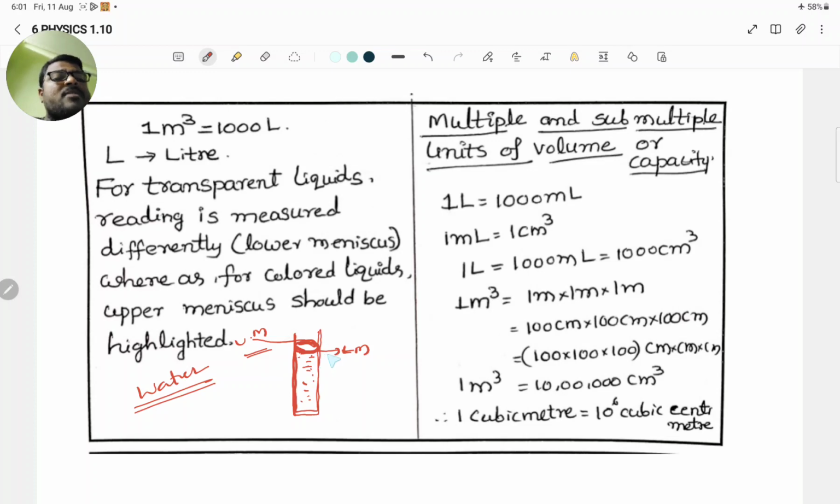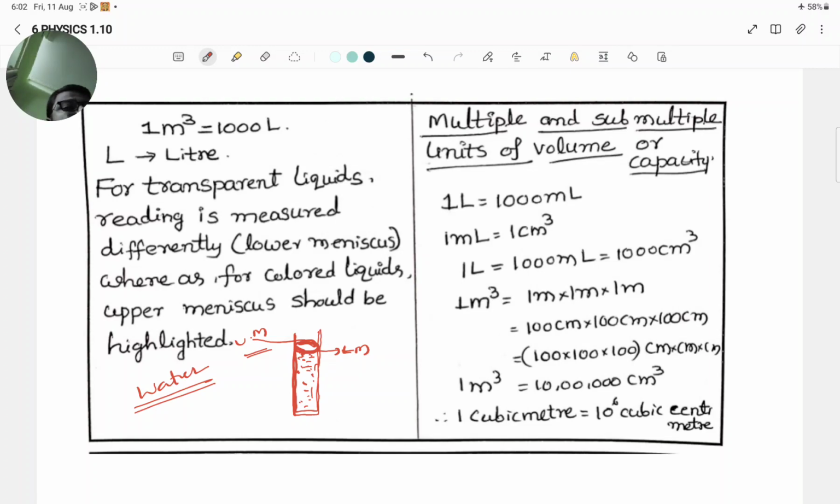This is the meniscus. When you are measuring liquids, if your liquid is transparent like water, you have to consider the lower meniscus. Otherwise, for colored liquid, you have to consider the upper meniscus. Next, multiples and submultiples of units of volume or capacity.